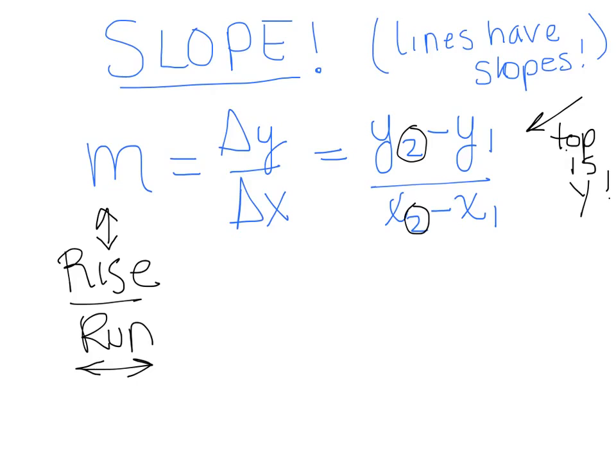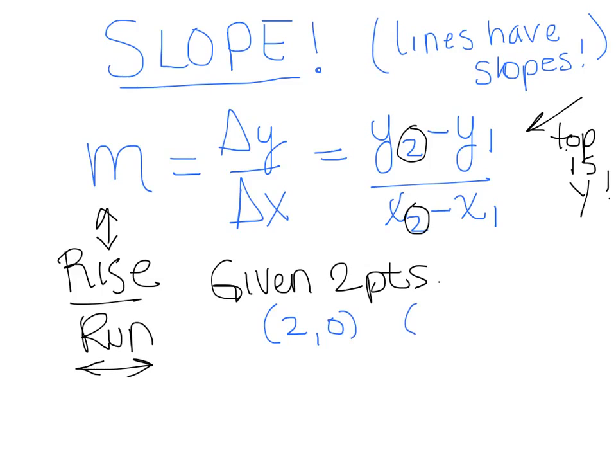There's a couple ways I can ask the question. I could say, find the slope given 2 points. So what am I doing? I'm giving you the x and the y value. So let's say I had (2, 0) and (-3, 5). Could you find the slope between those points?